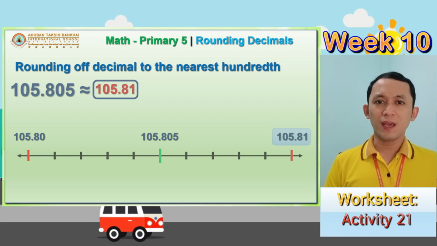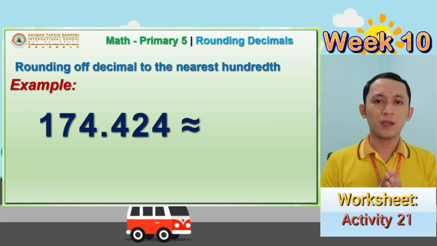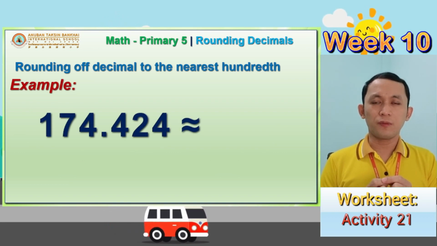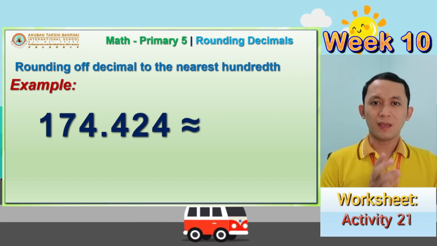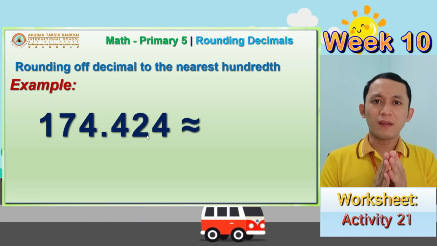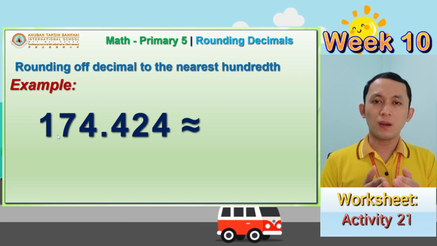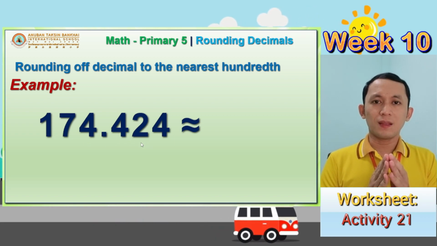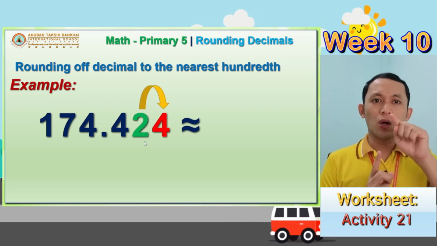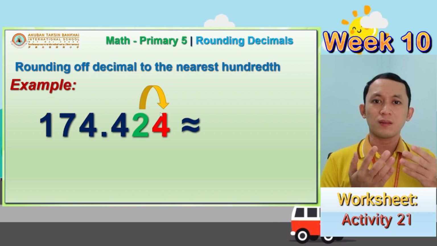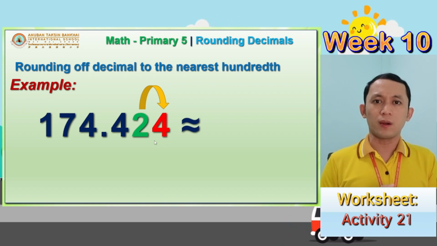Now let's have another example. We have here 174.424. Again, we're going to identify the number on the hundredths place, and our digit on the hundredths place is 2. And we are going to check the number on the right. Teacher, that is number 4.